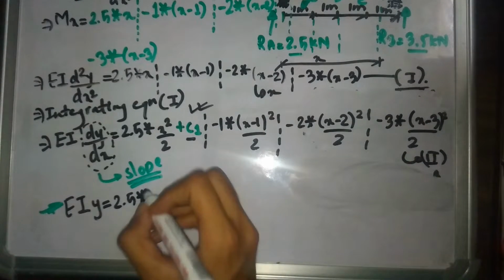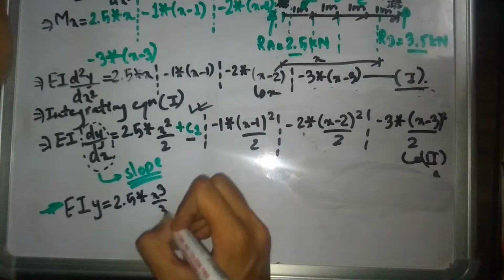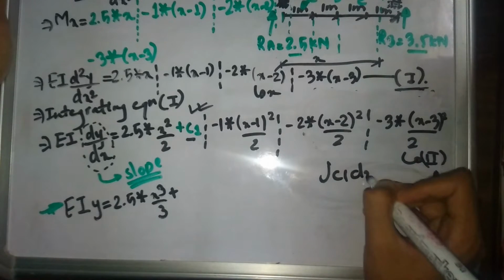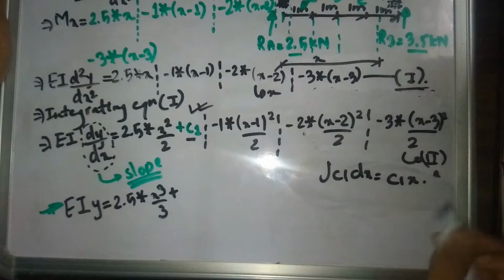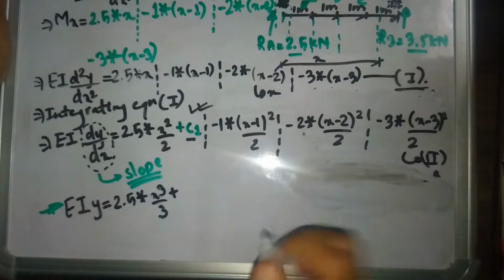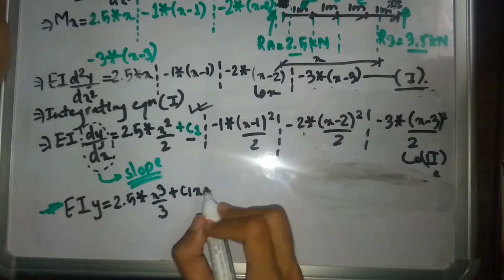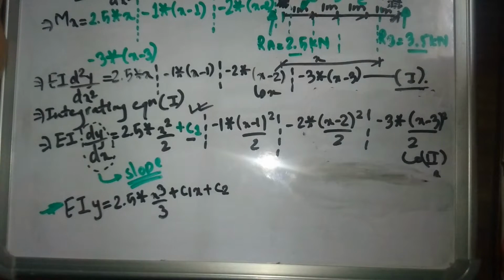So this is going to be 2.5 into x cube by 6 plus, whenever we are integrating a constant, we are going to get c1x. So we're going to get a c1x over here. Since we are integrating a second time, we're going to get one more constant, plus c2.